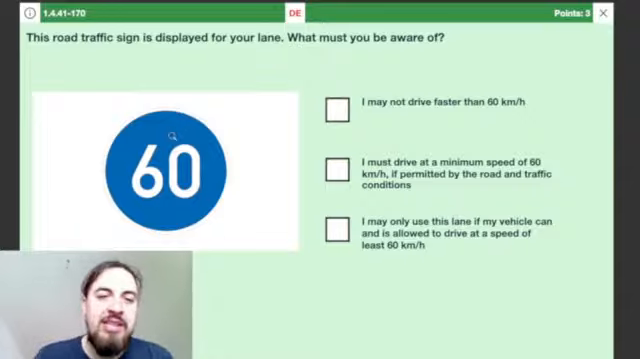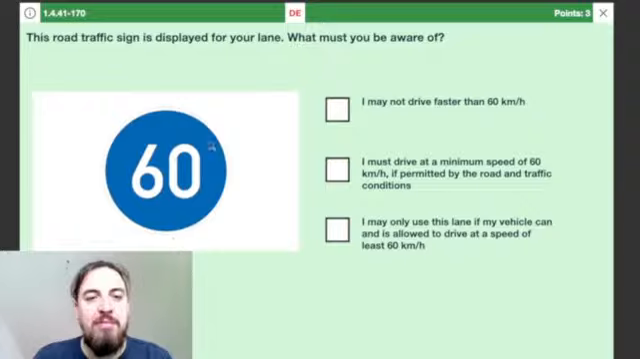So these signs always tell you this is the minimum speed required to use that lane. Obviously, if there's a traffic jam, you can't drive that fast, but you should drive like that. And if your car is not allowed or can't drive that speed because of the construction of the car, you're not allowed to use that lane.